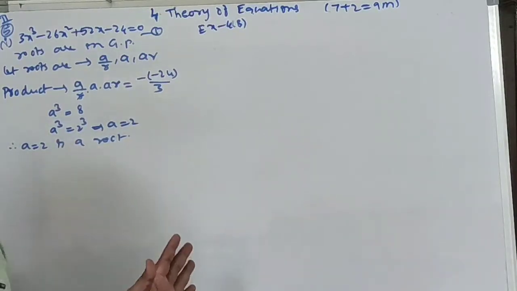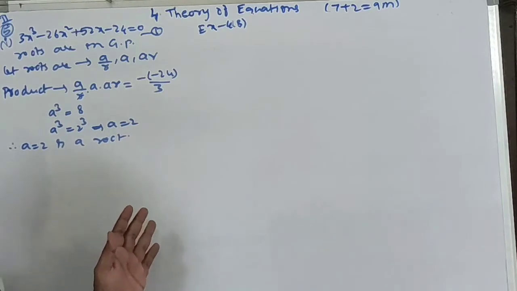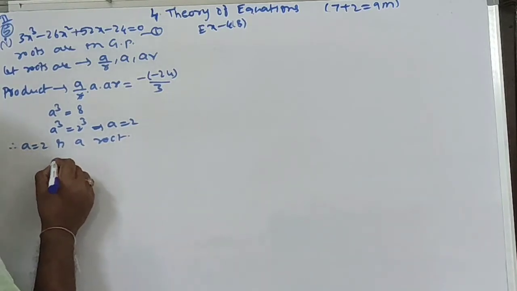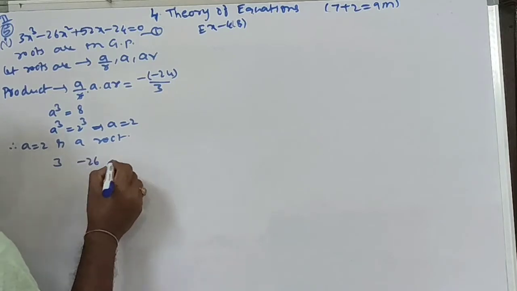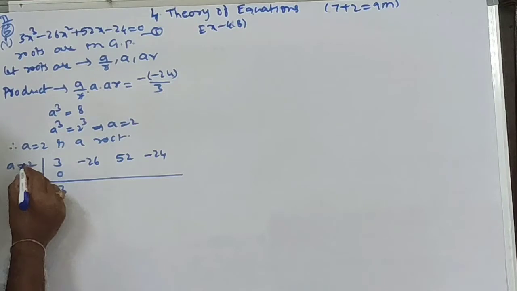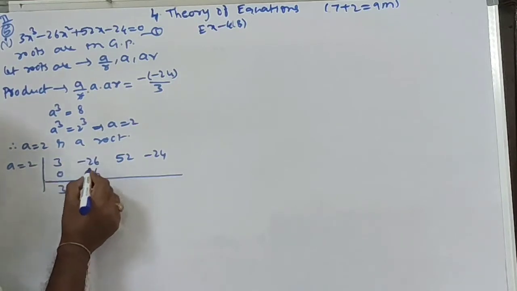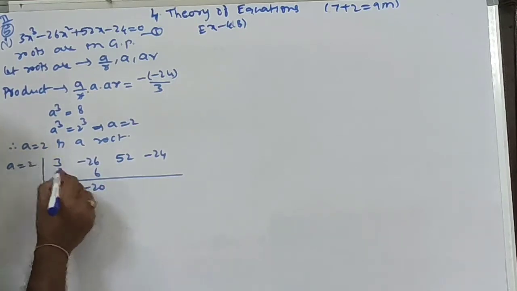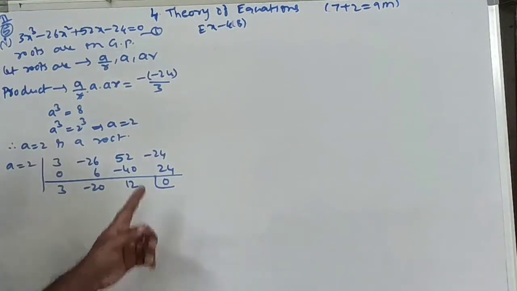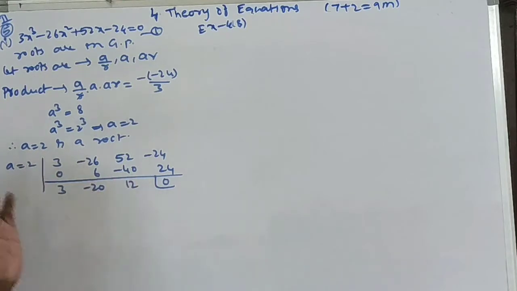One root we got already, so I want to apply the Horner method. The coefficients are 3, −26, 52, −24, with a = 2. Initially 0. 3 plus 0 is 3. 2 into 3 is 6. −26 plus 6 is −20. 2 into −20 is −40. 52 minus 40 is 12. 2 into 12 is 24. −24 plus 24 equals 0. So the remainder is 0.